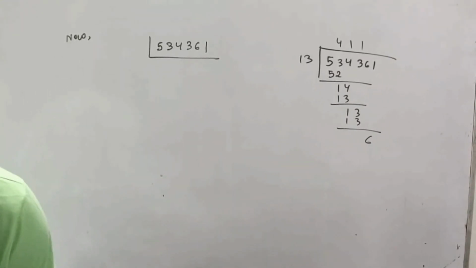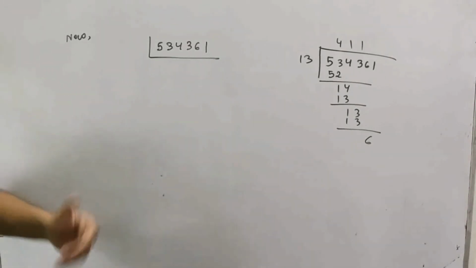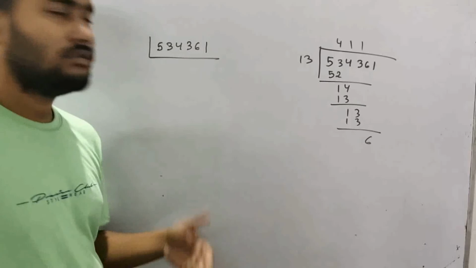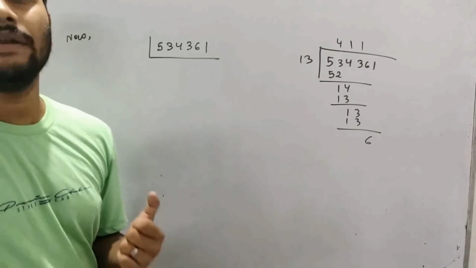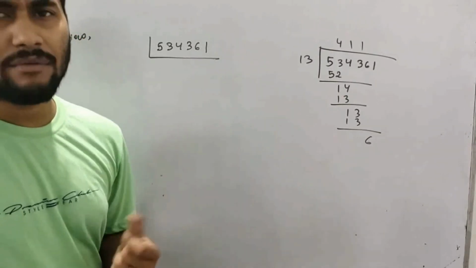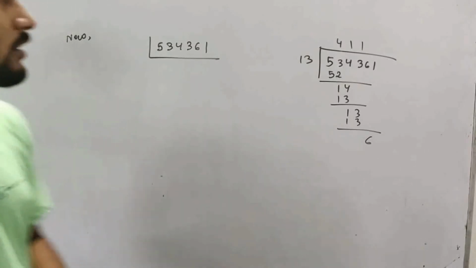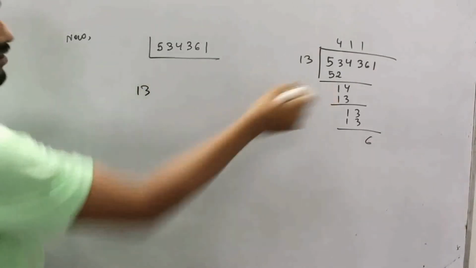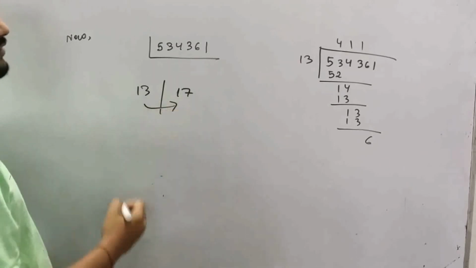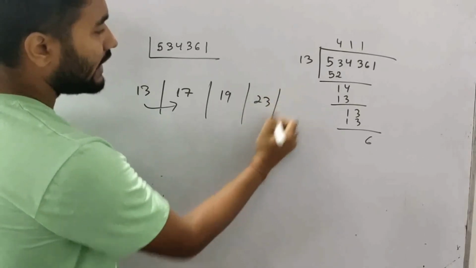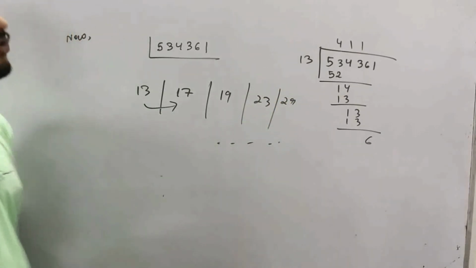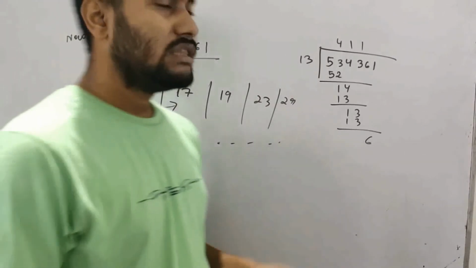Now you will try by 17. If it is not divisible by 17 also, then you will try by 19. If not 19, then what is the next prime number after 19? 23. You will try by 23. Then next prime number 29. So keep on trying. I have not done 13 completely. If not 13, then go to 17. If not 17, go to 19. If not 19, go to 23. Next prime number and so on. You will definitely get one number by which this number will be divisible.